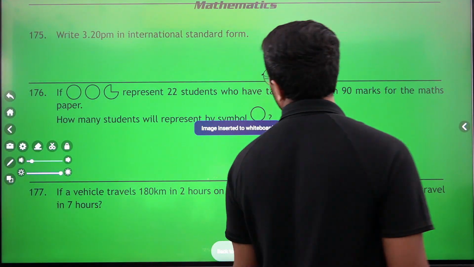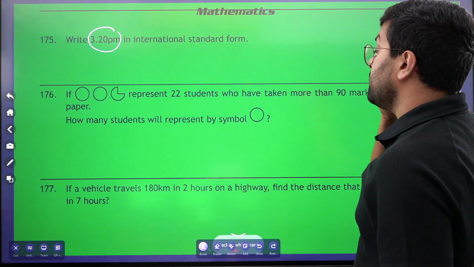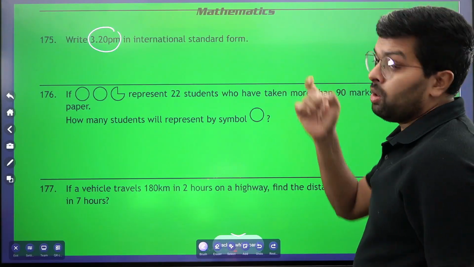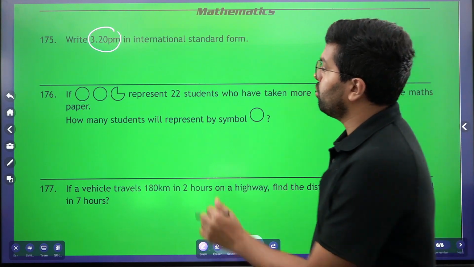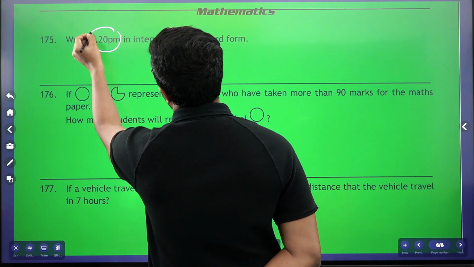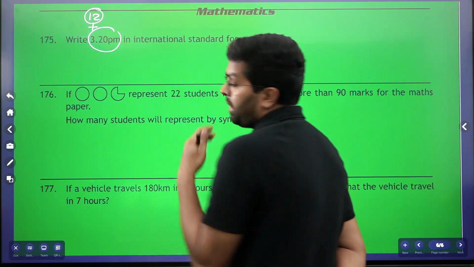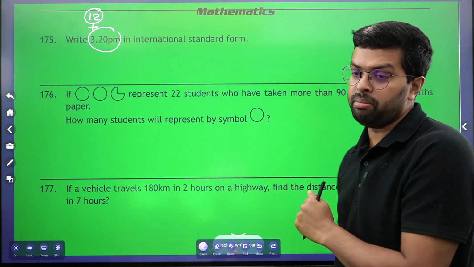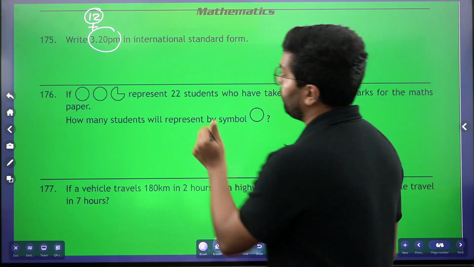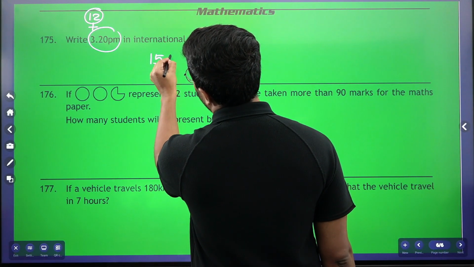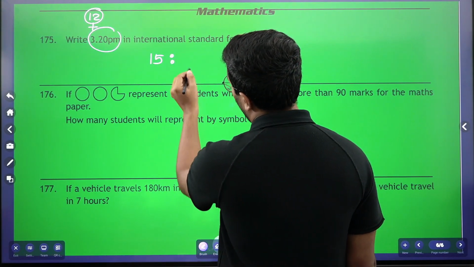Next question is, write 3:20 p.m. in international standard form, right? Now this is post meridian, after 12 noon time, right? So what we need to do? We have to add another 12 for this number 3. When you're writing post meridian times, we have to add 12. Hope you can remember. So 12 plus 3 is 15. So when we write the time using standard form, we put 15 and two dots and 20.